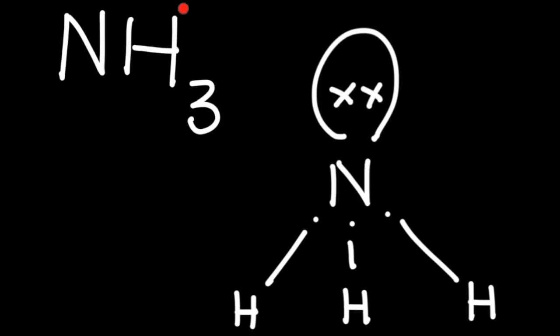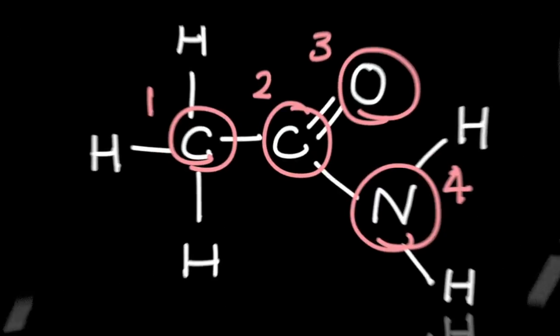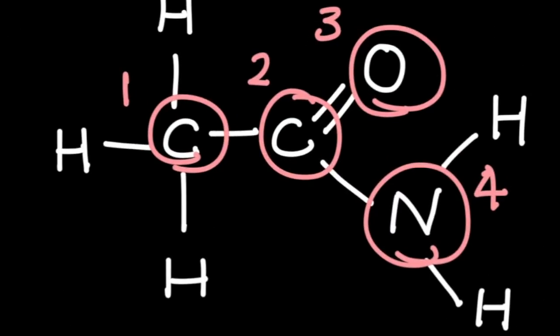What type of orbital hybridization exists here with this nitrogen atom in ammonia, NH3? And what type of orbital hybridization exists here for this carbon, this oxygen, and this nitrogen?